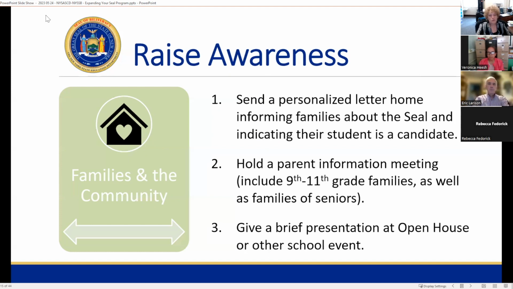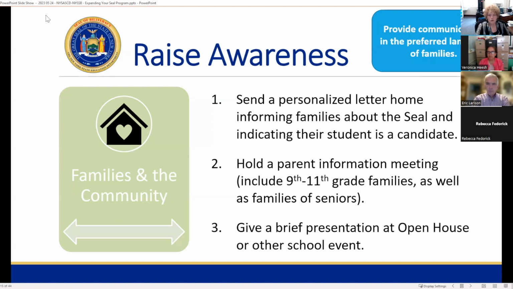Alternatively, you could give a brief presentation at open house or some other school event to pique parents' interest about this award. We do want to highlight that we have a variety of resources to help you provide this communication in the preferred language of families, and I'll show you those documents towards the end of this presentation.